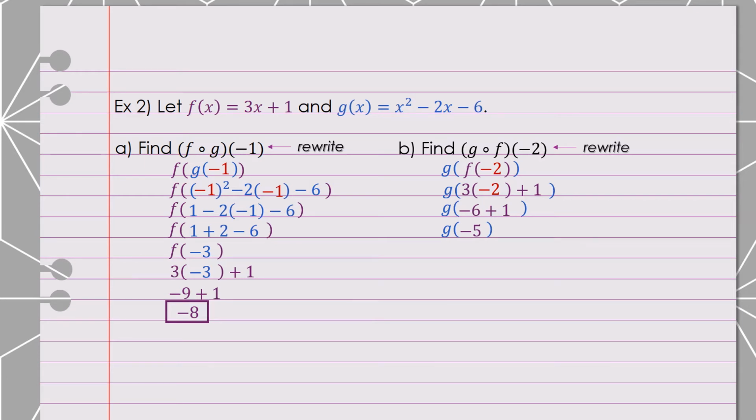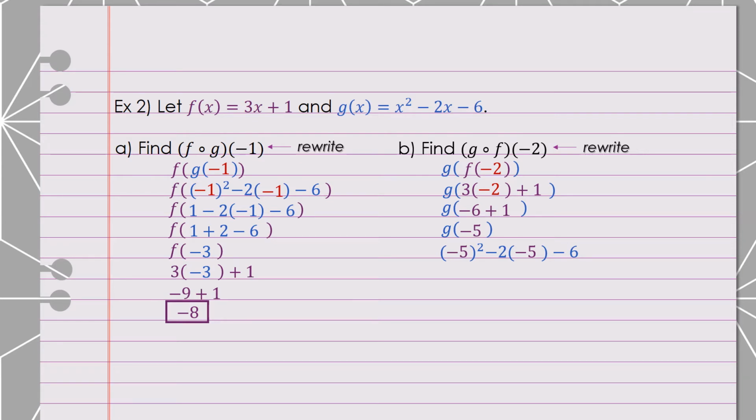Now there's nothing else we can do inside the grouping symbol, so now we look at the problem as a whole. And it says G composed of negative 5, or G of negative 5. That means the G function with the value of negative 5 plugged into every time you see x. And so we rewrite the G function with parentheses and carefully plug in negative 5 every time you saw x.